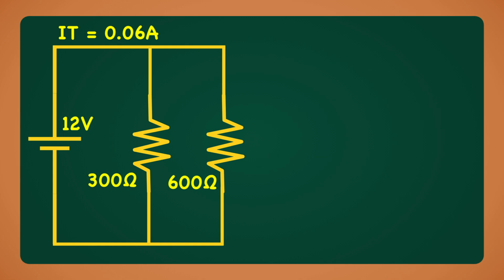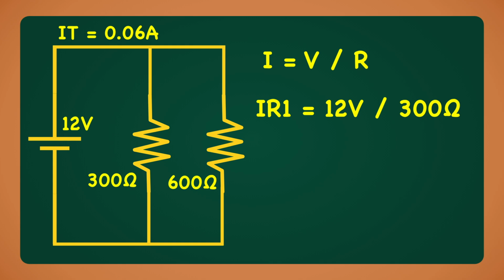Finally, let's use Ohm's law to calculate the current through each of the resistors. V equals I times R. Rearranging the equation, we get I equals V divided by R. Let's calculate the current through R1. The current through R1 is 12 volts divided by the resistance of R1, 300 ohms. The current through R1 is 0.04 amps or 40 milliamps.